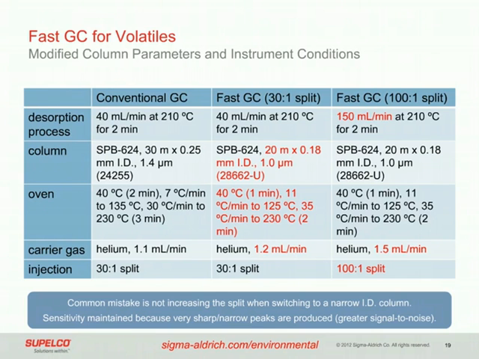One of the fast GC principles was going to hydrogen when applicable, but a lot of the mass spec methods, you must stay with helium. In this case, we did.